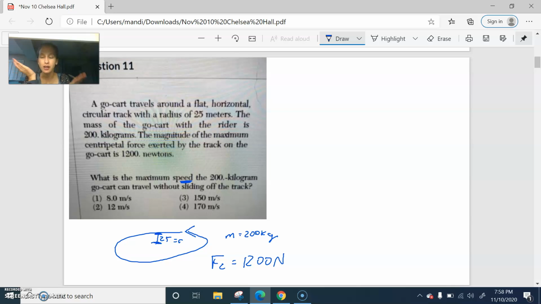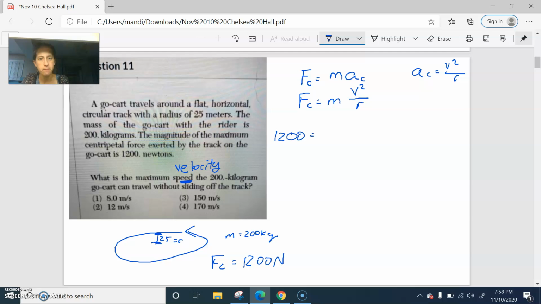So speed and velocity are technically different things, but today they are the same. So we're going to solve for velocity. Okay, so our center-seeking force equals mass times our center-seeking acceleration. F equals ma, this is just a special case. So we're doing the centripetal force equals m times v squared over r, because a_c equals v squared over r. So I'm going to say the centripetal force is 1200. The mass is 200. We don't know the velocity. And the radius is 25.